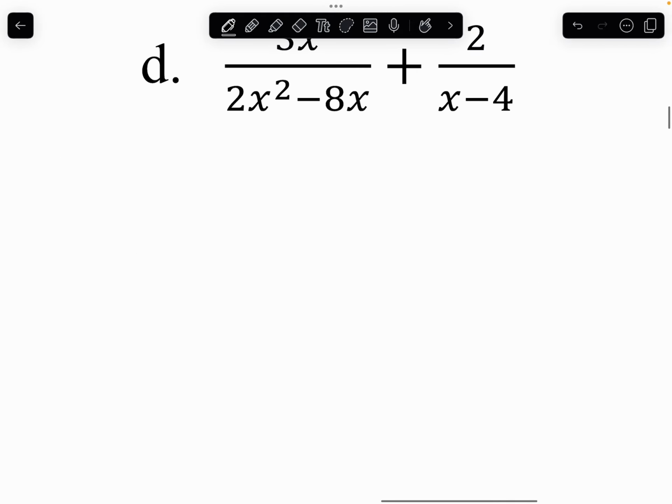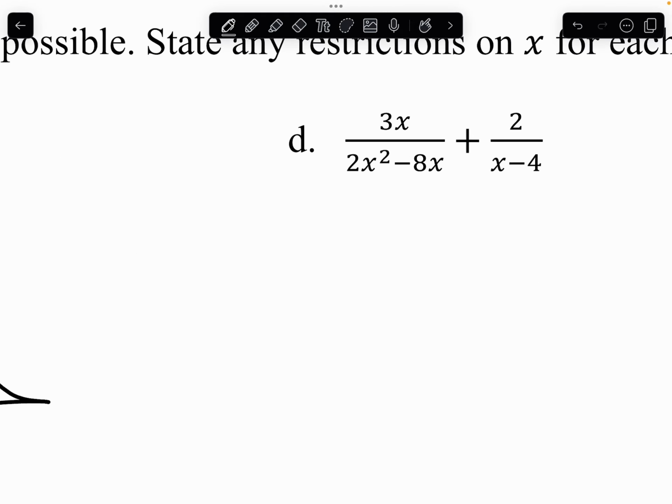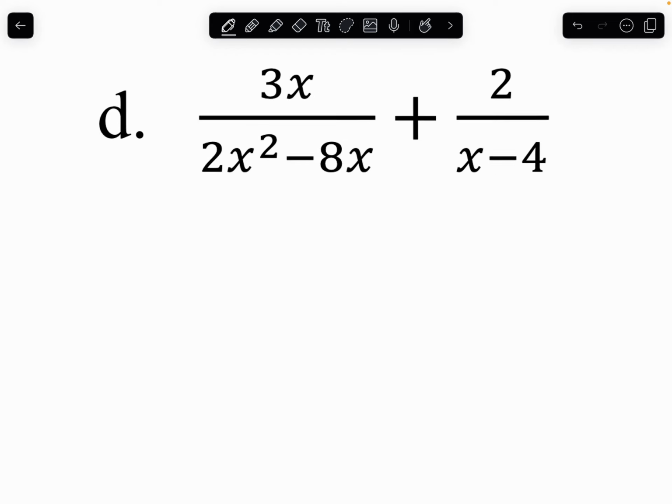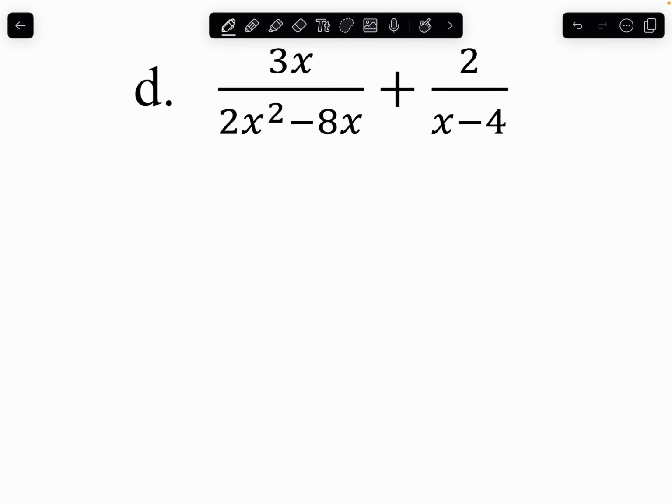Okay, and then the next one is addition. So remember, for addition and subtraction, they have to have the same denominator before you combine them. So this one is x minus 4, and this one's 2x squared minus 8x. So this one I'm going to factor out 2x on the bottom.